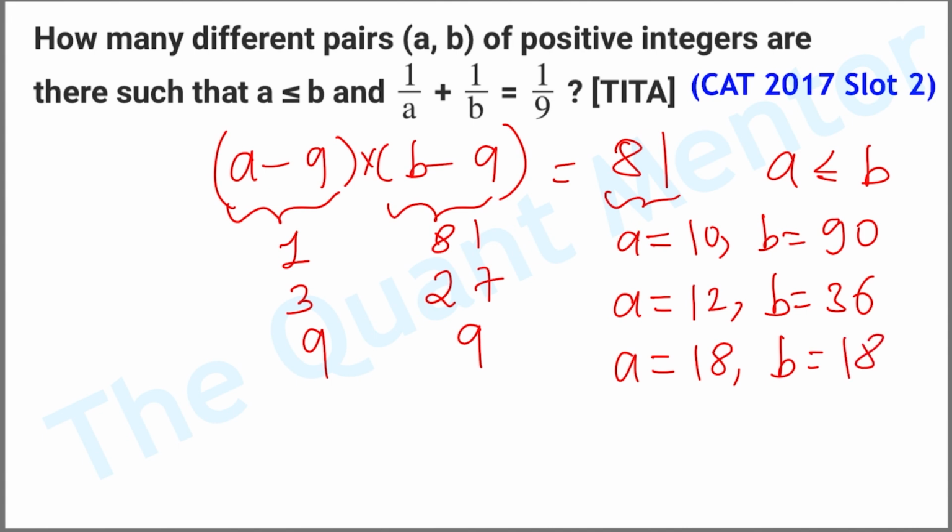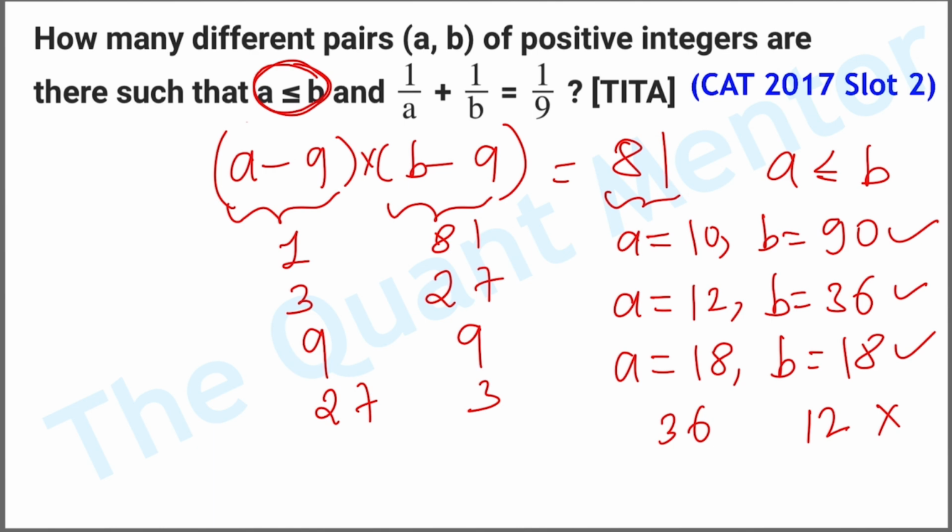Any value you take for a and b further, let's say if I take 27 and 3, then a will be 36 and b will be 12. Well, that's not acceptable because in this question, a is less than or equal to b. So I have only these three solutions, and that's the answer to my question. There are exactly 3 positive integral solutions for a and b in this case.